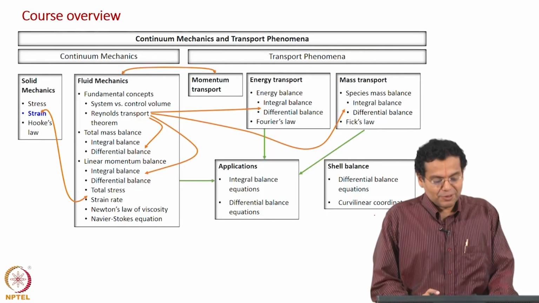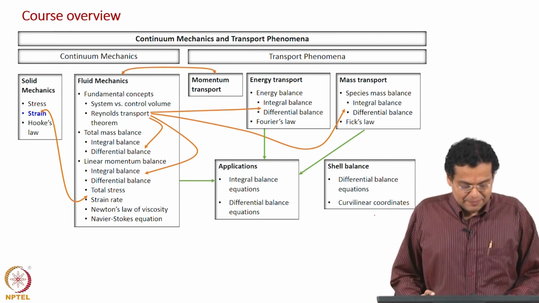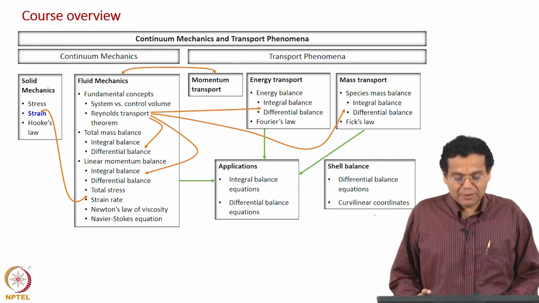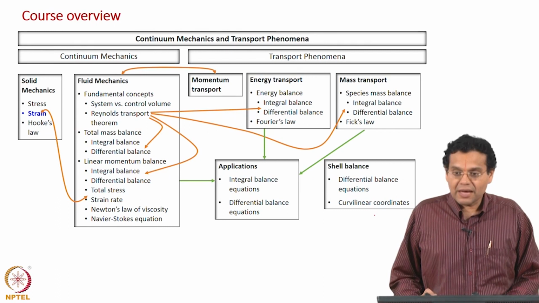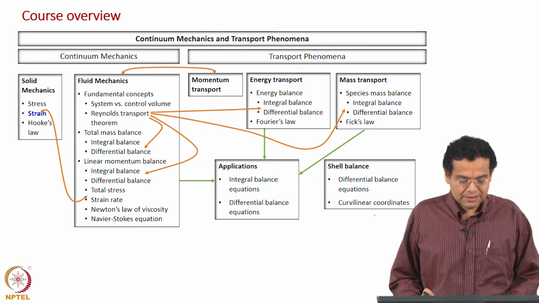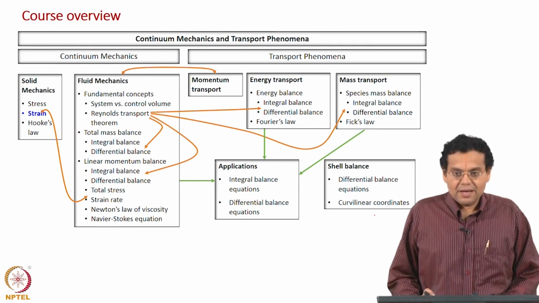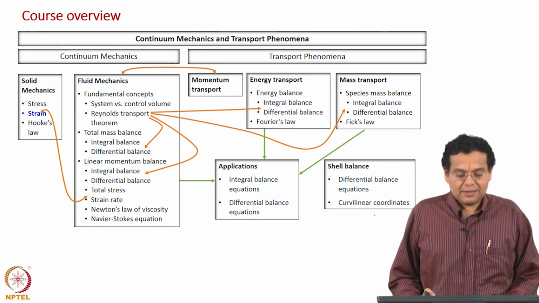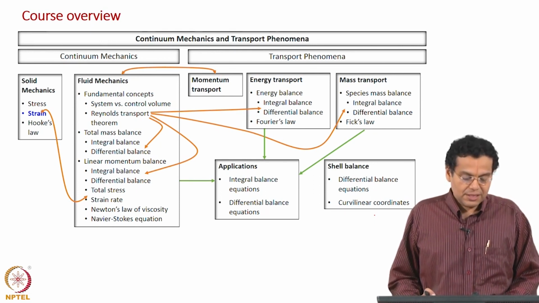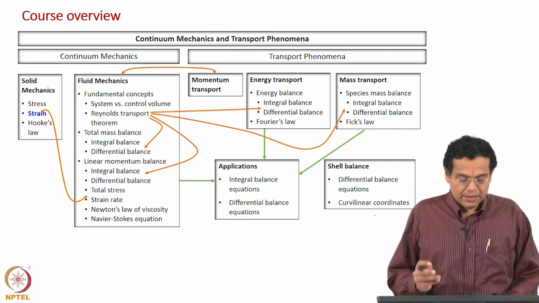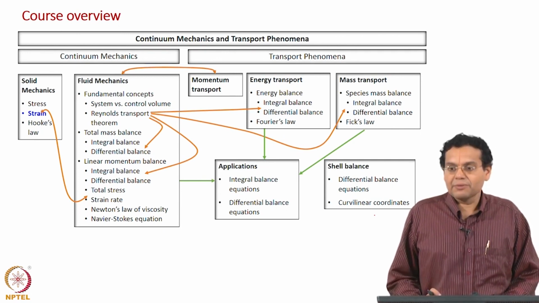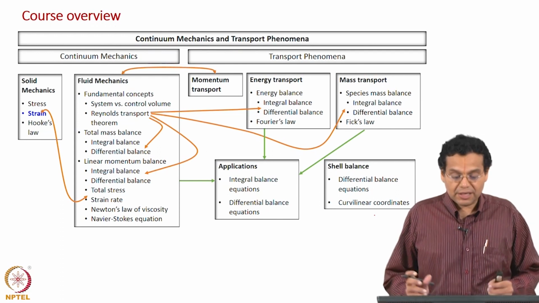So, we are in the process of deriving the linear momentum balance. We derived that in the last lecture, but then we found that the components of the viscous stress tensor are unknowns. Why are they unknowns? We are proceeding towards getting an equation in terms of velocities. We want to get the velocity profile.